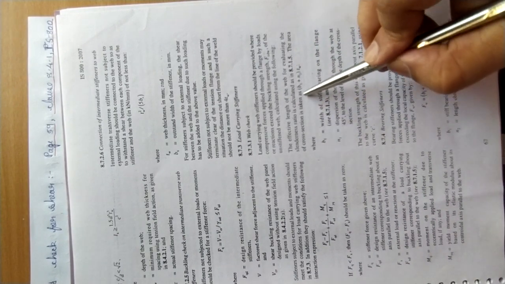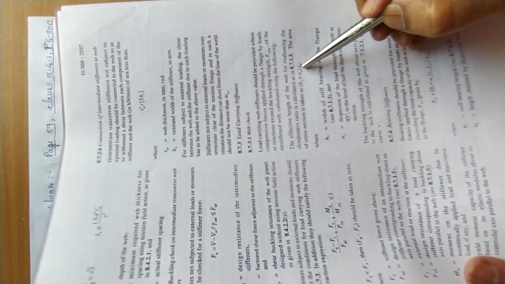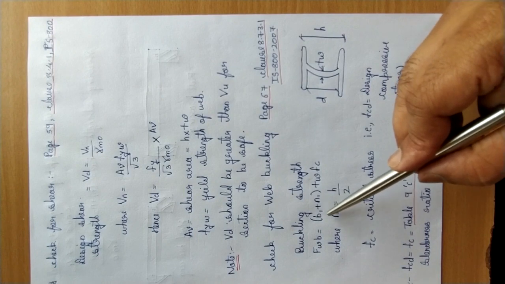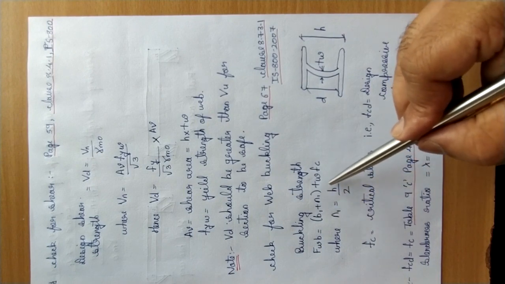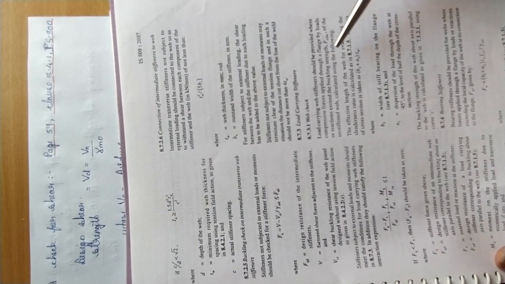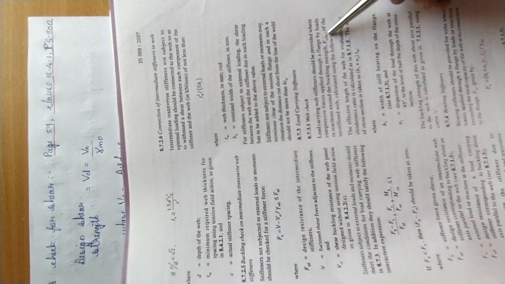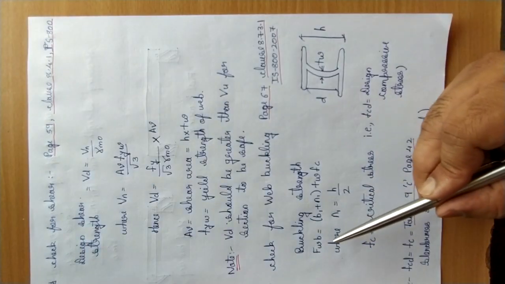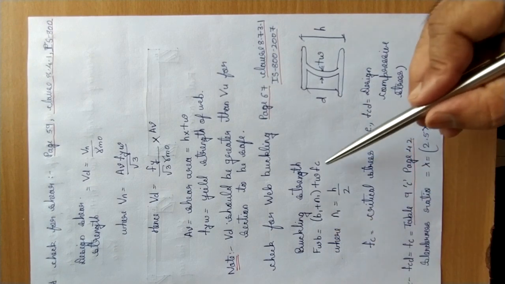So in the clause, you can see here, this is the formula which is to be taken. So the area of cross section is to be taken as (B1 plus N1) into TW. The same thing which I have written here, (B1 plus N1) into TW. So this is area. When you multiply it with FC, we will get the strength, that is FCDW, but I have given it as FWP. So this FC is nothing but the critical stress which is given here.